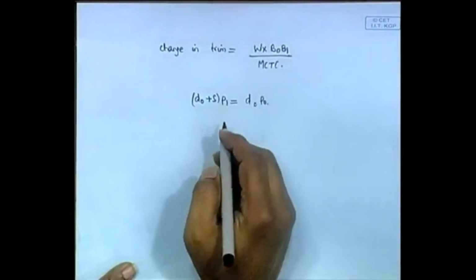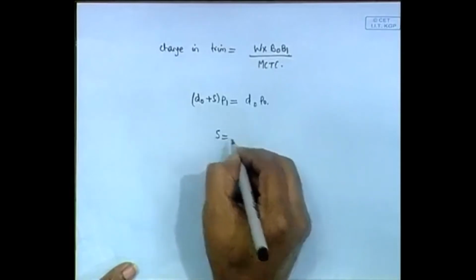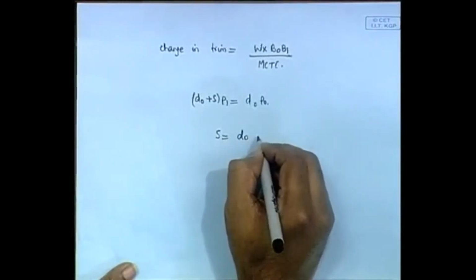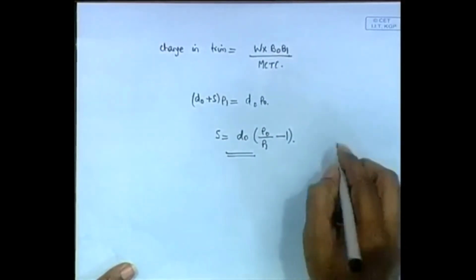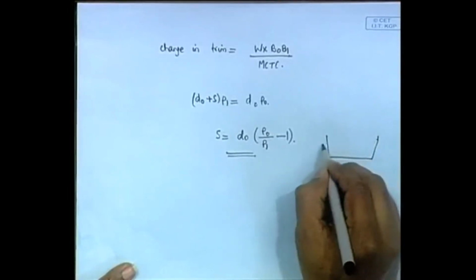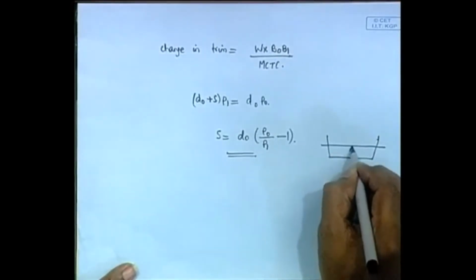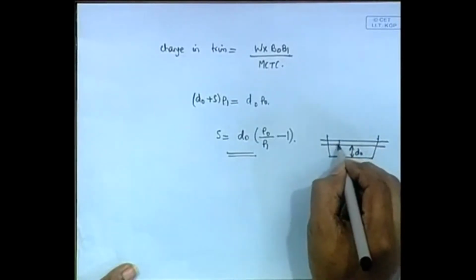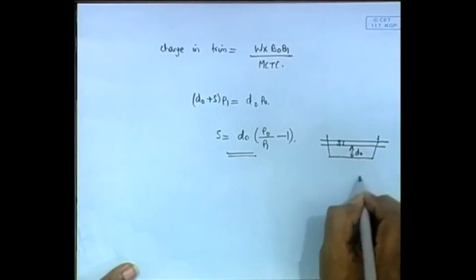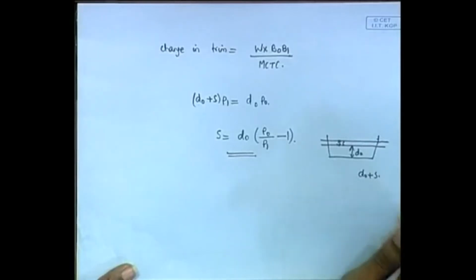So just do a little bit of manipulation. You will get S is equal to D0 into rho 0 by rho 1 minus 1. So S is the change in draft, means ship is like this. Initially its draft is D0, and then the ship sinks further, its draft increases further by S, and therefore D0 plus S is your final draft.